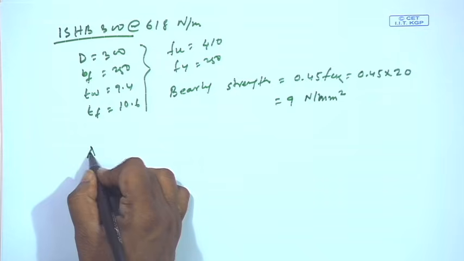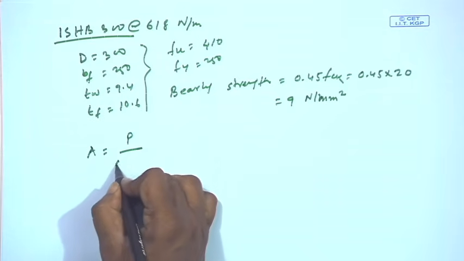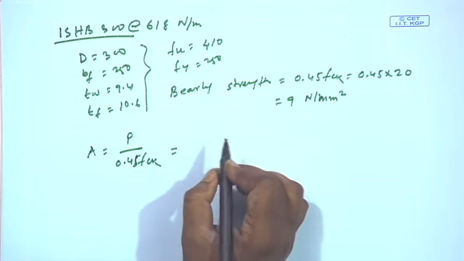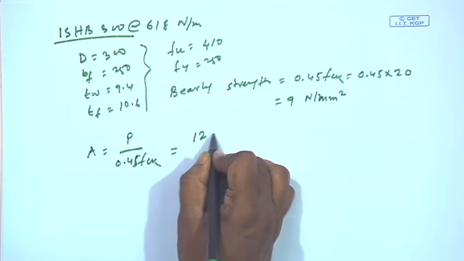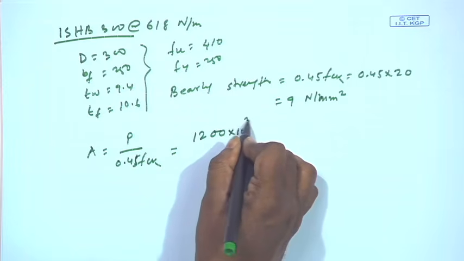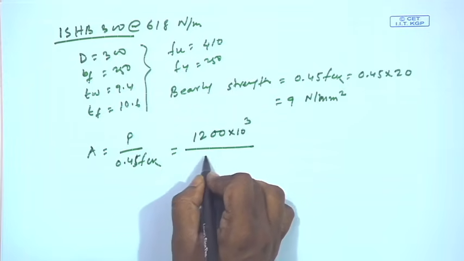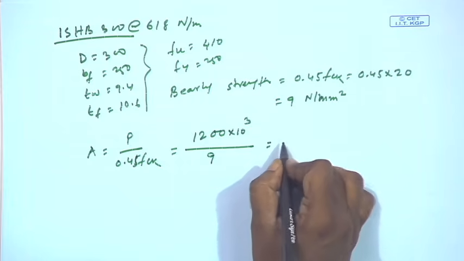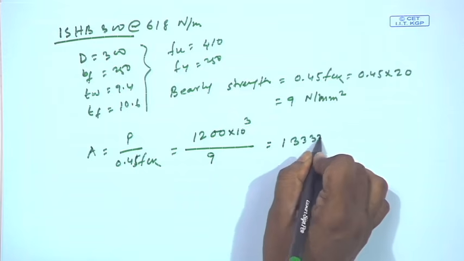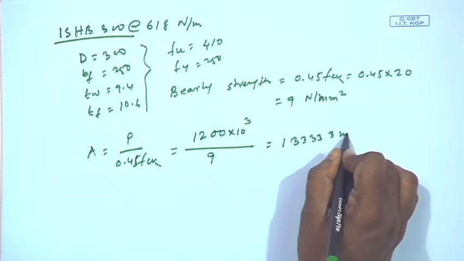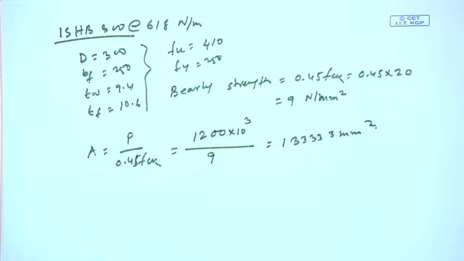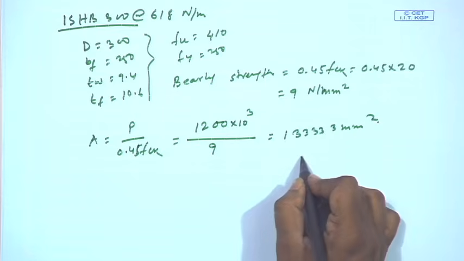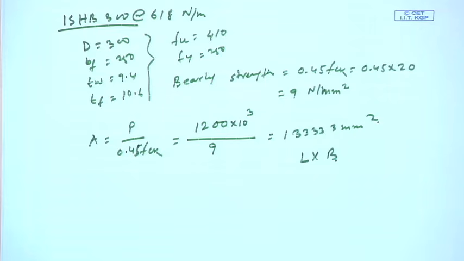So, area of the base plate we know, that is P by 0.45 fck. So, P is the factored load which was given as 1200 kilonewton. So, factored load divided by the bearing strength, that is 9, which we have calculated as 0.45 fck. So, this is becoming 133,333 millimeter square, right. So, now we can provide a rectangular base plate of length L by B, right.